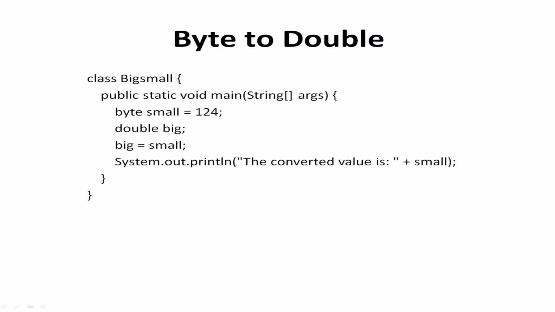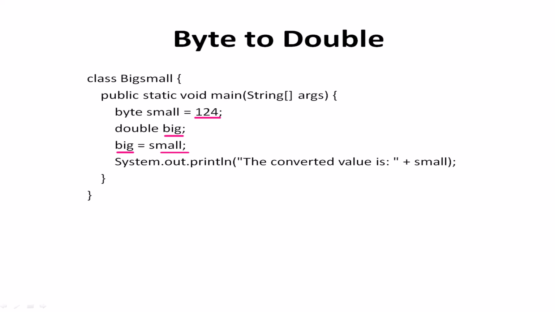Next, byte to double. If you consider a byte, small, for example, small which has a value 124, and you have declared a double big. Now big equal to small. Then it is not having any problem.